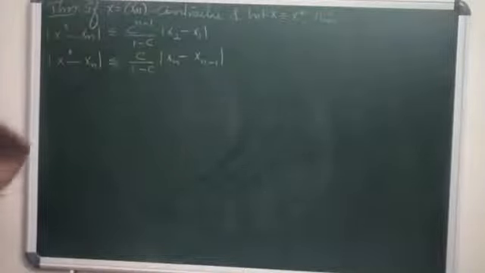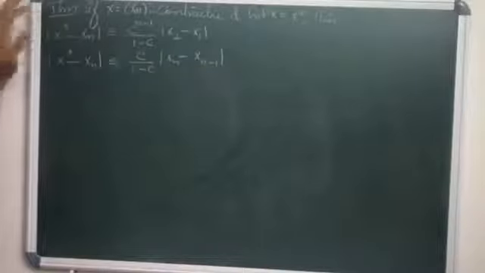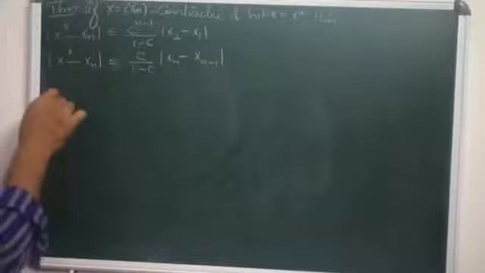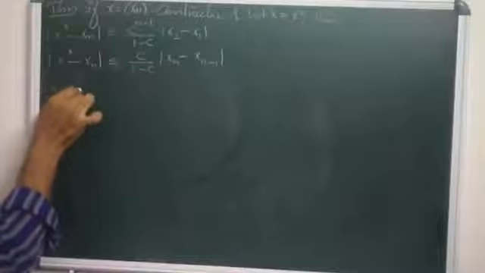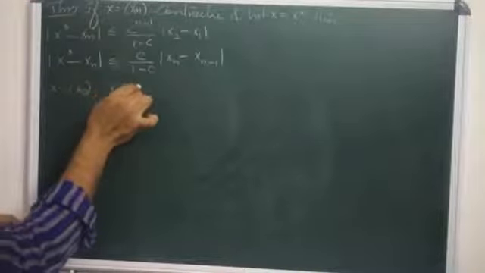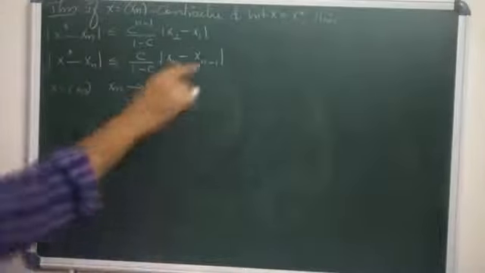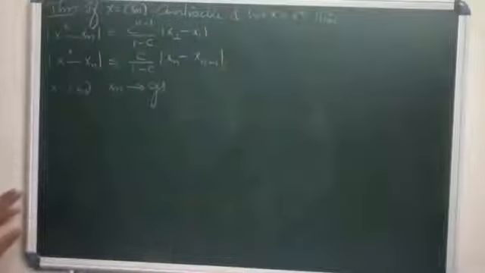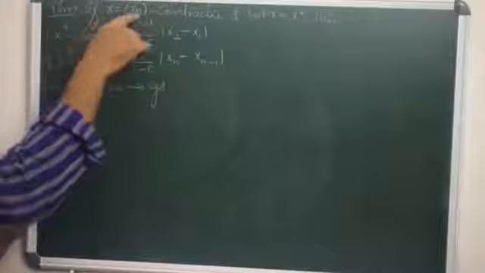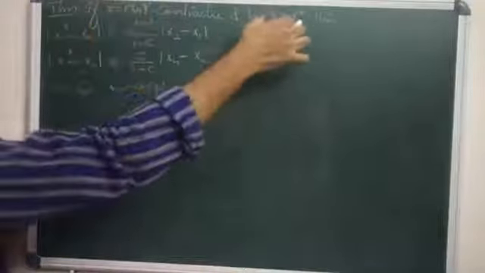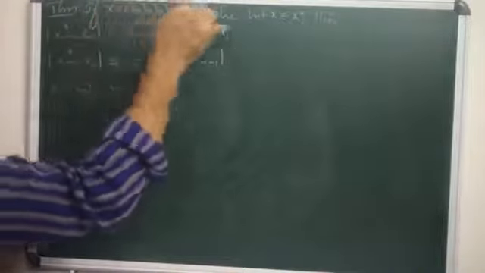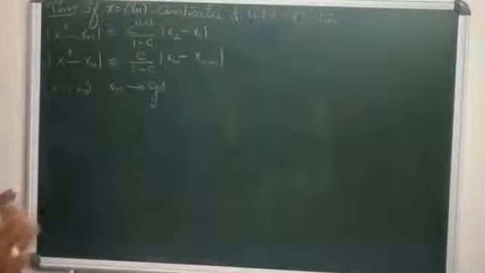So the first part is immediate. Why? Because of our previous theorem. The previous theorem says that if X equals (xn) is a contractive sequence, then the sequence (xn) converges. Here we say that the limit of X equals x star. What is X? X equals (xn). The limit of X means the sequence (xn) has a limit point, that is x star. That means (xn) is a convergent sequence.